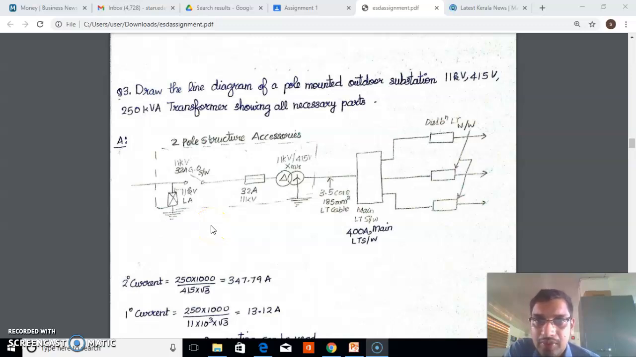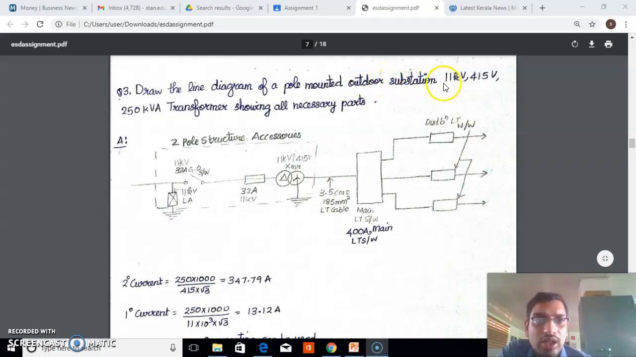In this video, I will explain a problem of an outdoor substation. The question is: draw the line diagram of a pole-mounted outdoor substation, 11 kV/415 volt, 250 kVA transformer, showing all necessary parts.